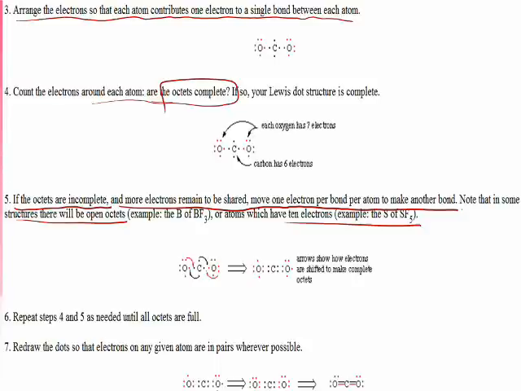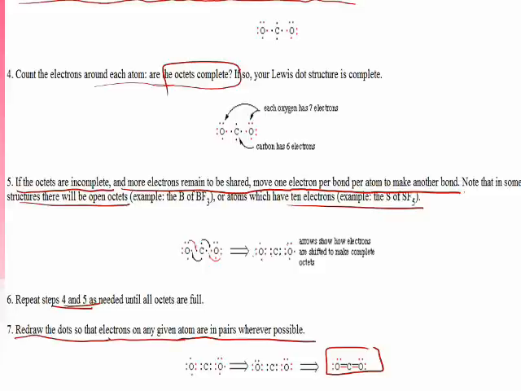Then we count: 1, 2, 3, 4, 5, 6, 7, 8. Oxygen's happy. 1, 2, 3, 4, 5, 6, 7, 8. Carbon's happy. And this oxygen is happy. 1, 2, 3, 4, 5, 6, 7, 8. So they all have 8. Again, repeat steps 4 and 5 until all octets are full. We might have to add a triple bond. Now we want to redraw the dots so that the electrons on any given atom are in pairs wherever possible. And so we redrew it, and now we have our pairs.